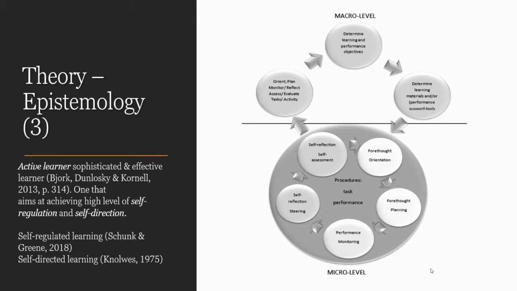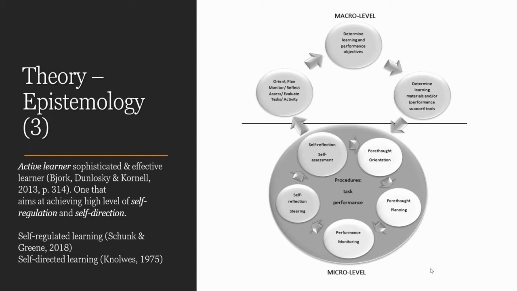Next, the final element of my epistemology was, of course, the notion of active learner. How do I understand active learner? Because I'm very much influenced by educational psychology, I took the works of the educational psychologists Bjork, Dunlosky, Cornell. They write a lot about the active learner. So the active learner in this perspective is a sophisticated and effective learner, the learner who aims at achieving a high level of self-regulation and self-direction.